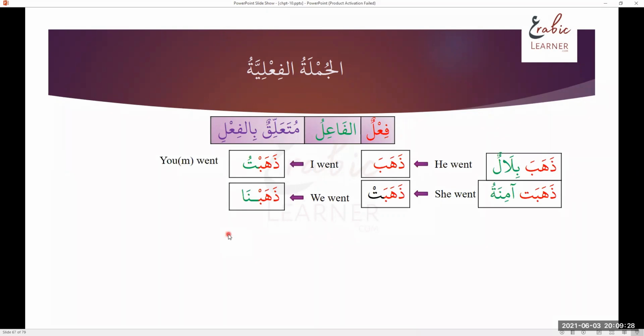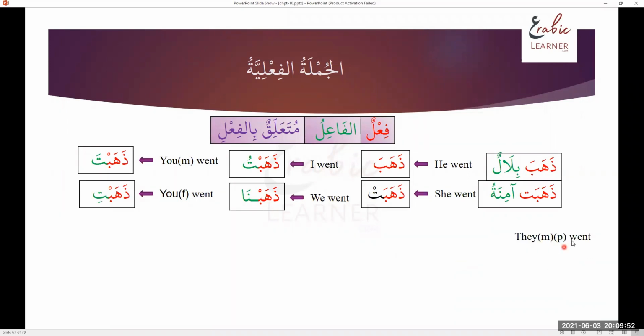You went. Zahabta. Masculine. If I'm writing M in the bracket, that means I want masculine. Okay. You went, feminine. Zahabti. Well done. They, masculine plural, went. Zahabu. Well done. They, feminine plural.